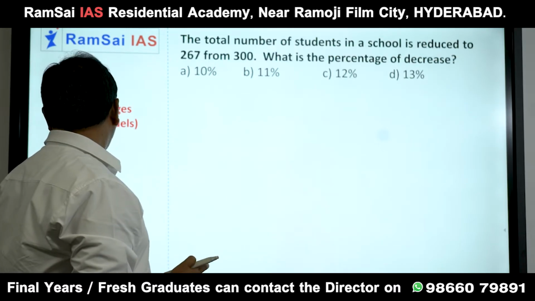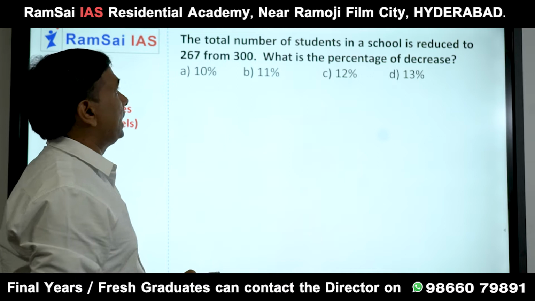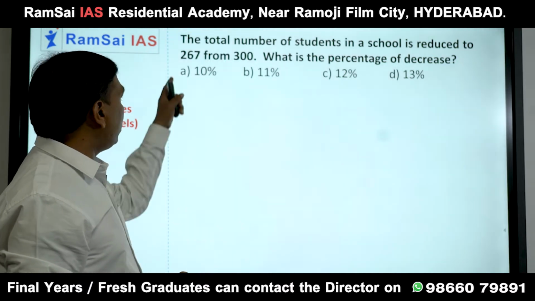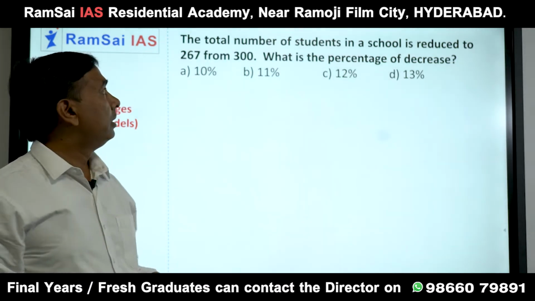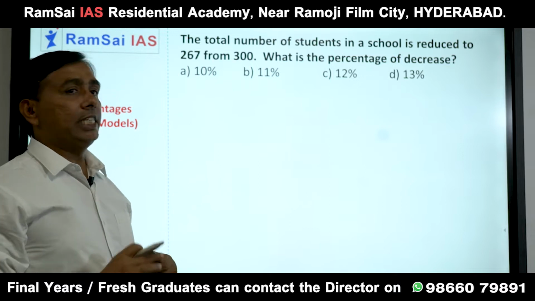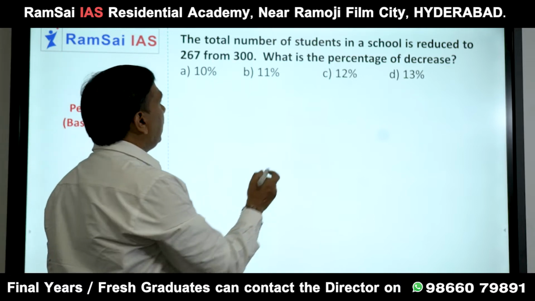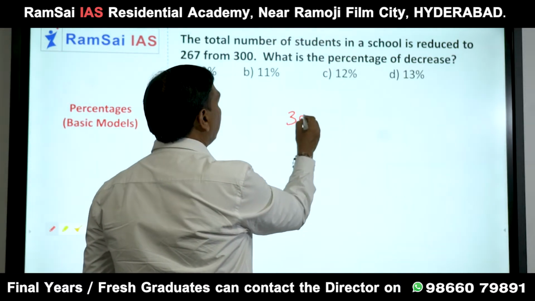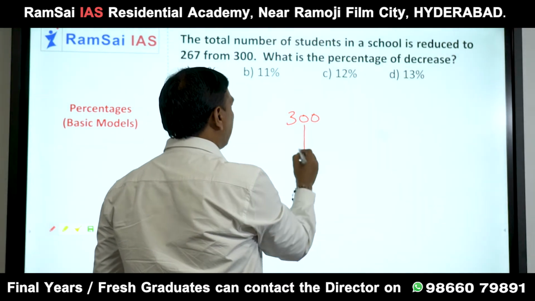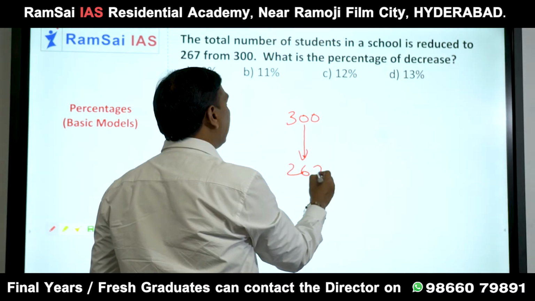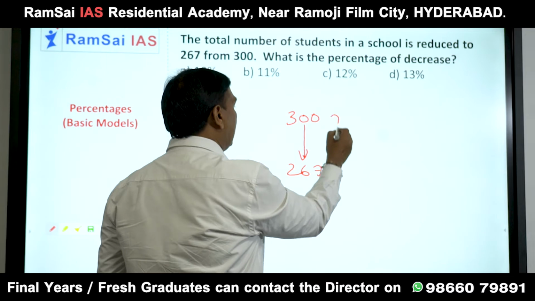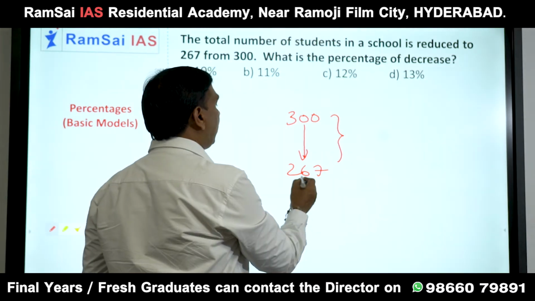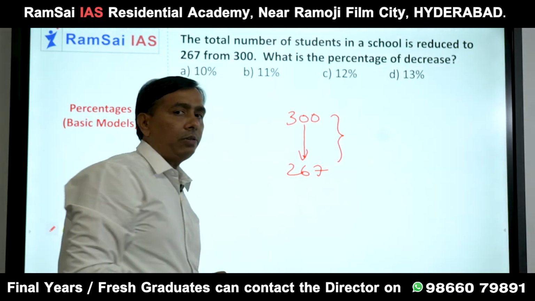The total number of students in a school is reduced to 267 from 300. What is the percentage of decrease? Now, initially it was 300, the total strength. Now it has decreased to 267. So, what is the amount of decrease? The amount of decrease is the difference between 300 and 267.